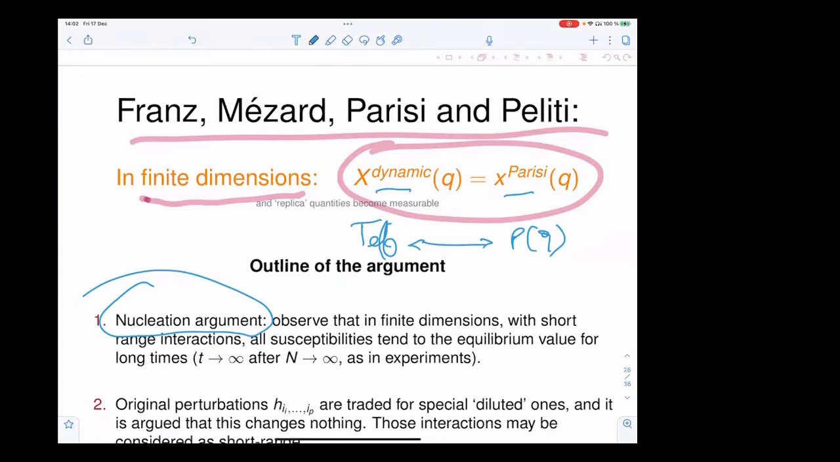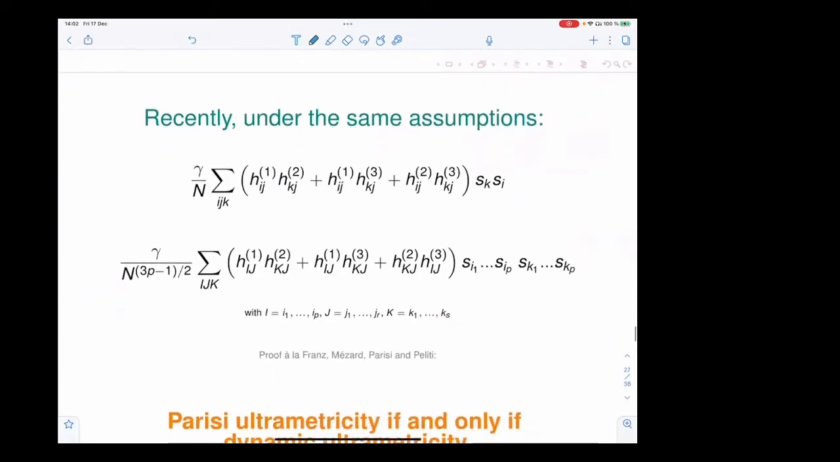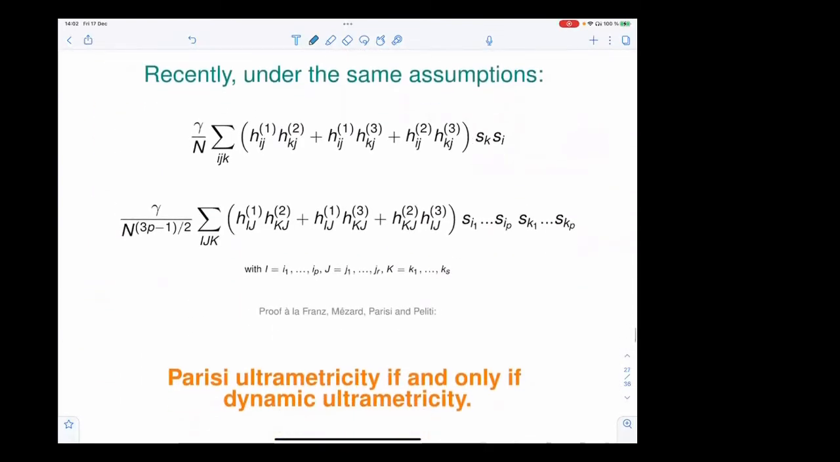They did a couple of papers, as I said, some 15 years ago, and this is where it remains. I have very recently completed this argument because the question remained open: is it true for ultrametricity?